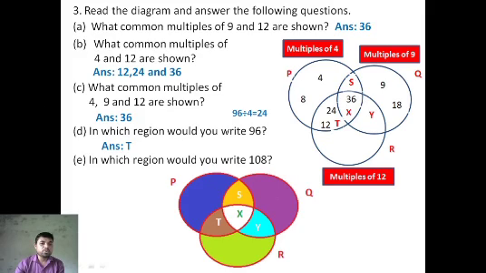In which region would you write 108? That means you will check whether 108 is a multiple of 4, 9 and 12. Just count the table of 4. But how many times will you count? If the numbers are large, you cannot count mentally. So what will you do? You will just do division. By dividing, you check whether the quotient is a counting number, that means there is no remainder. Then it is confirmed that the number is a multiple.